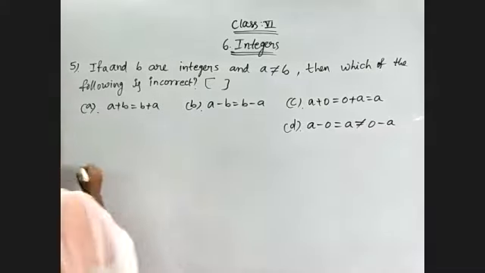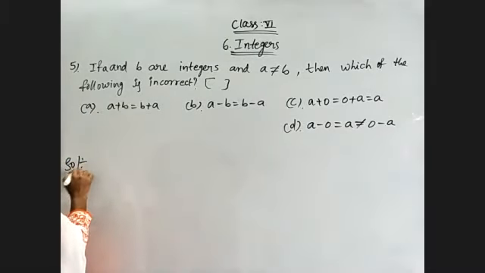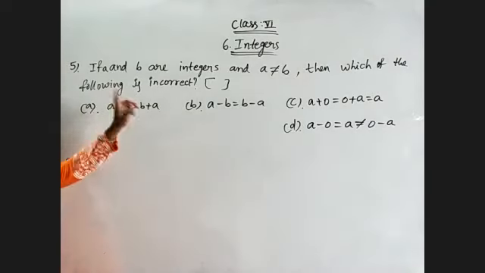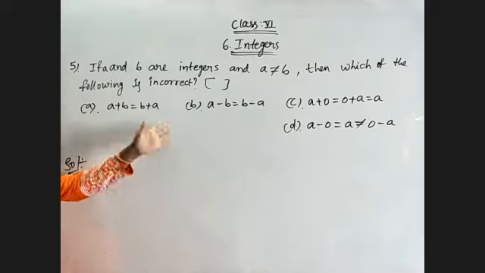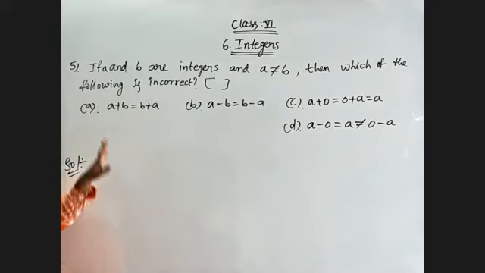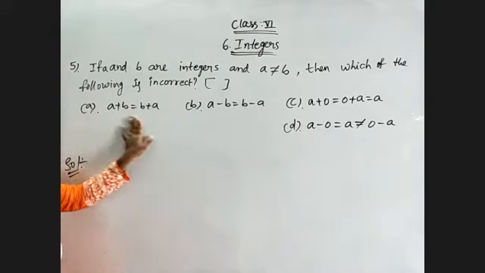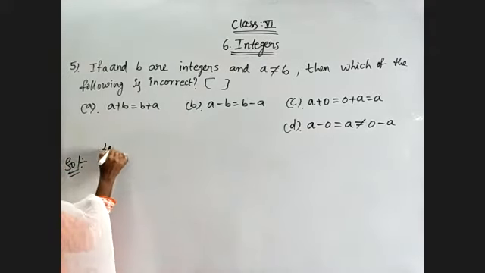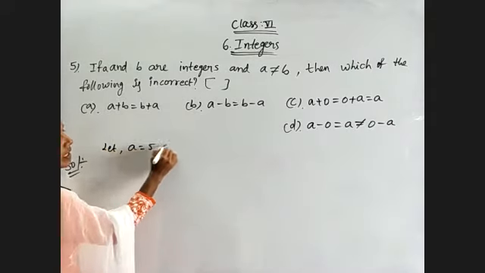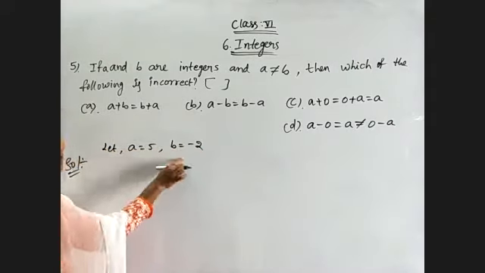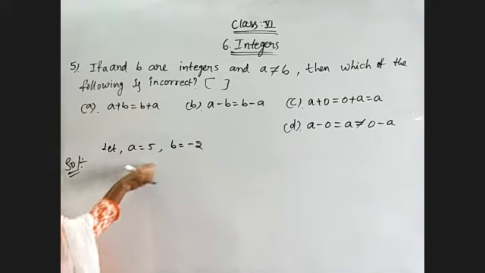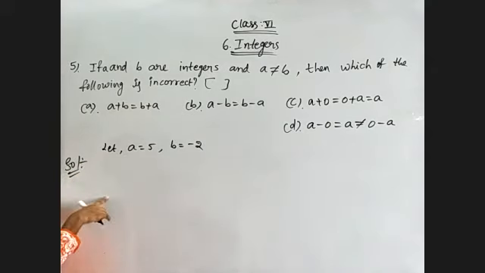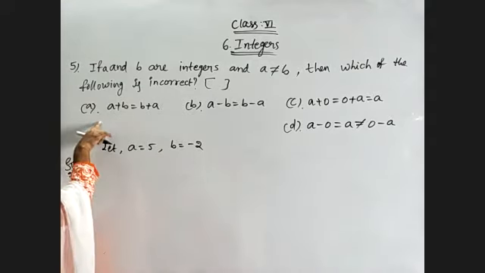So just observe the problem. This is depending on properties of integers. Now observe that A and B both belong to integers only and A value is not equal to B. So let us take any examples for A and B. Let A equal to 5 and B is equal to -2. So one is positive, one is negative I am taking. If you want to take both positive, no problem. But observe here, A plus B equal to B plus A, we must check according to the first option.